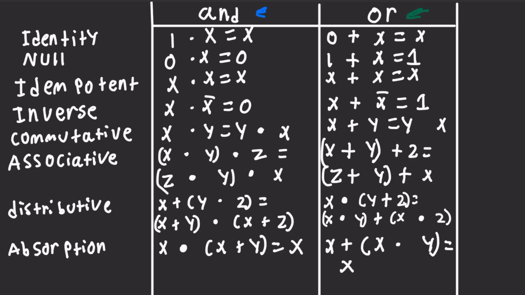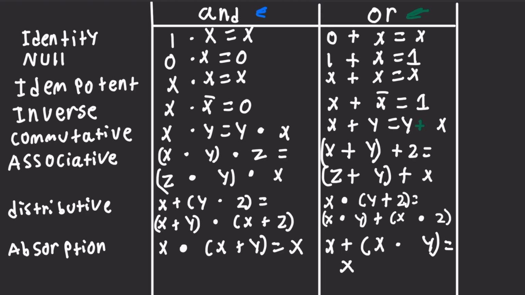So now looking at the ORs, if we have 0 plus x, they'll just give x. If you have a 1 plus x, they'll just give a 1. If you have an x plus x, same thing as AND, you'll get an x. If you have an x plus not x, you'll have a 1. If you have an x plus y, it's the same thing as y plus x. If you have an x plus y inside the parentheses plus a z on the outside, it's the same thing as z plus y in the parentheses plus x on the outside.